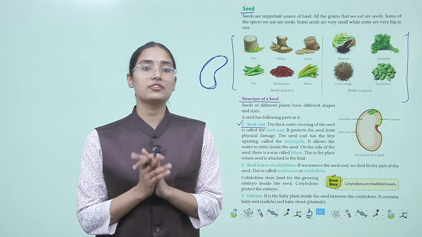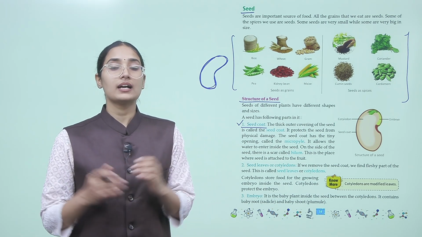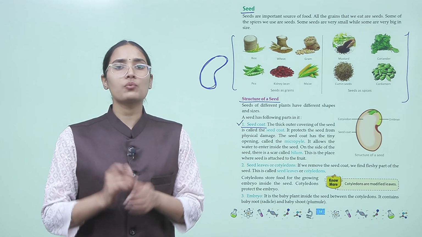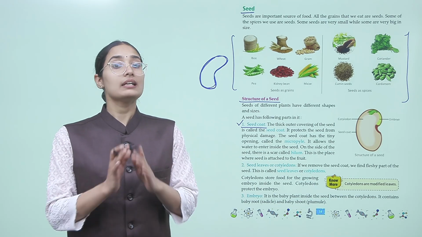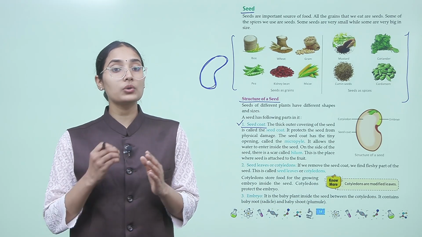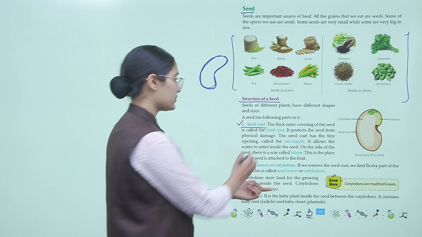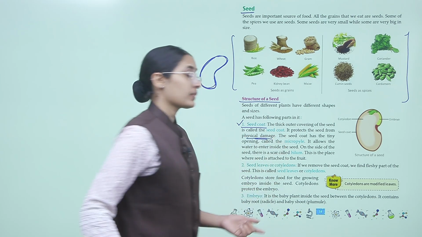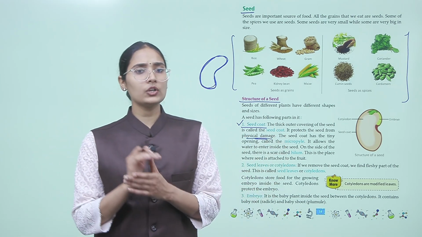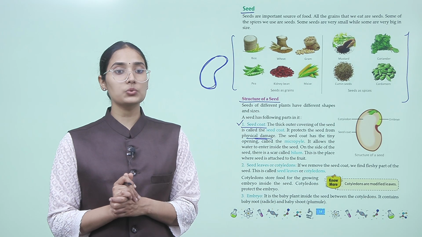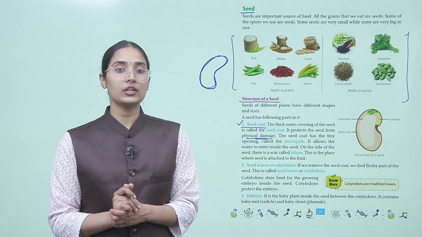It protects the seed from physical damage. As our coat protects us from extreme weather, similarly the outer covering protects the seed from physical damage. The seed coat has a tiny opening called the micropyle. It allows water to enter inside the seed.